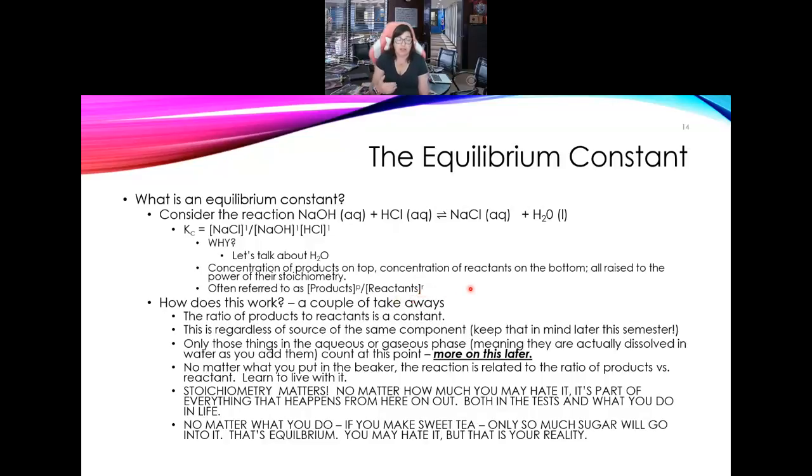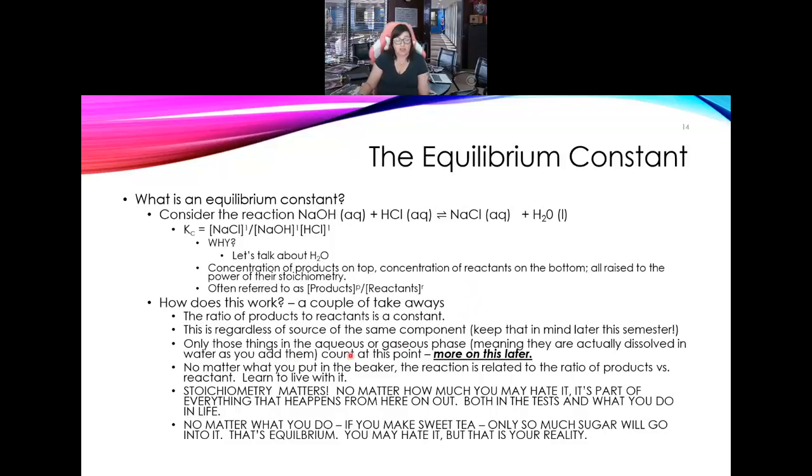There are a couple of things that you can take from this. The ratio of product to reactant is a constant under given conditions. This is regardless of the source of the component. So I can have product that forms from a single reactant, or I can have a situation where I add reactant and product, okay? It doesn't matter how those things get added. I always end up with the same ratio at equilibrium.